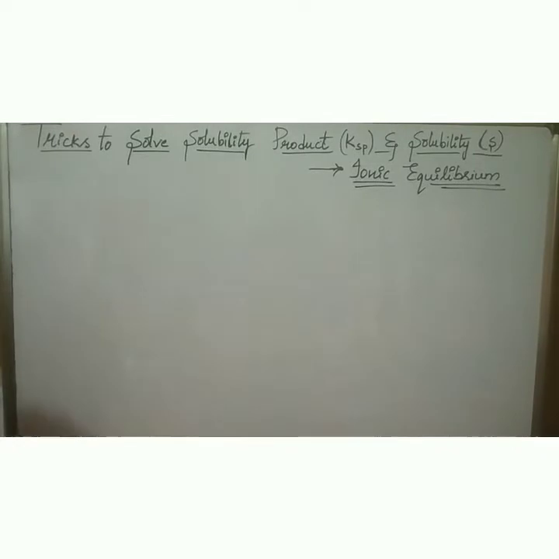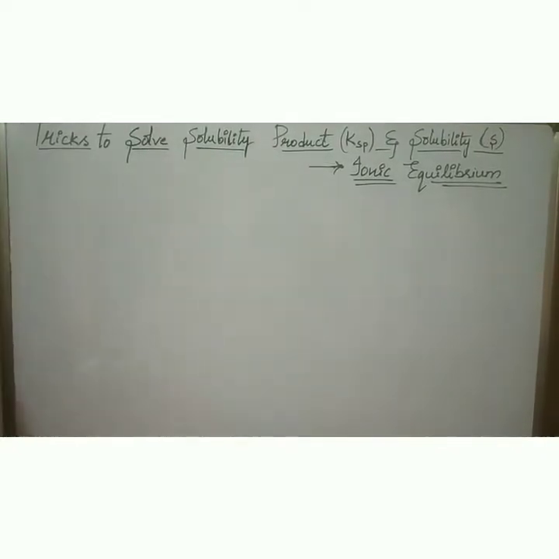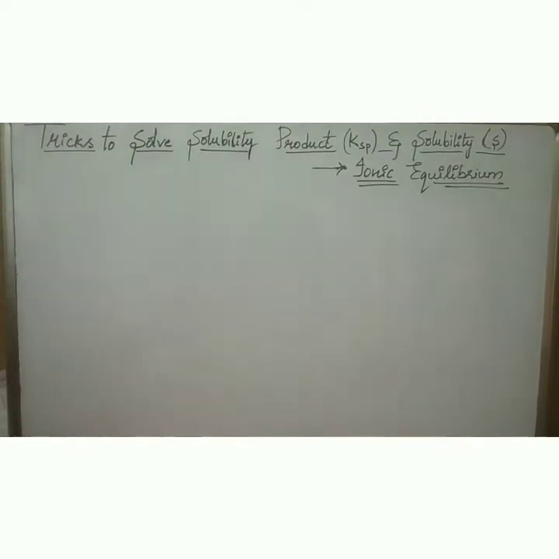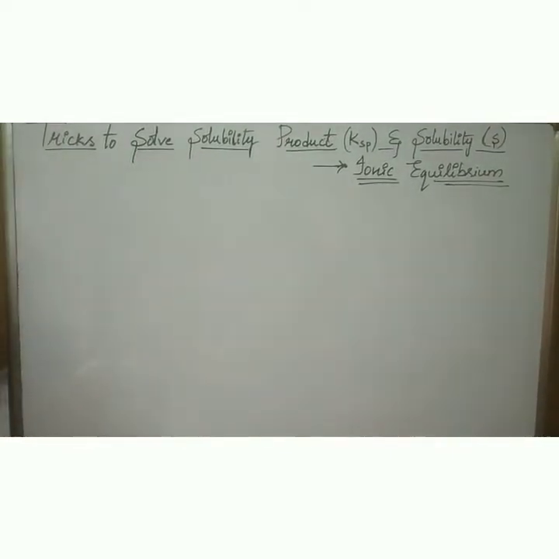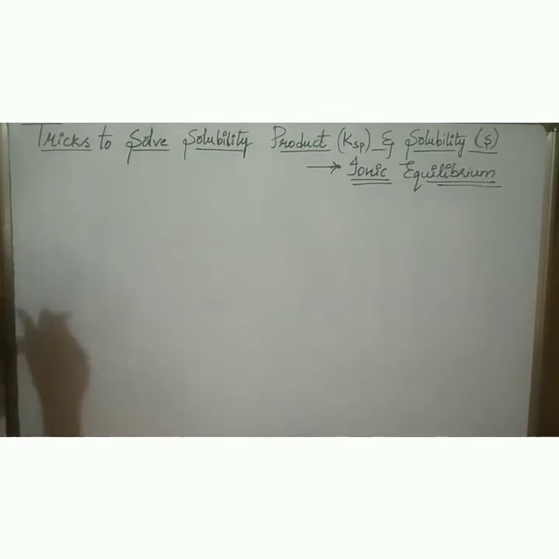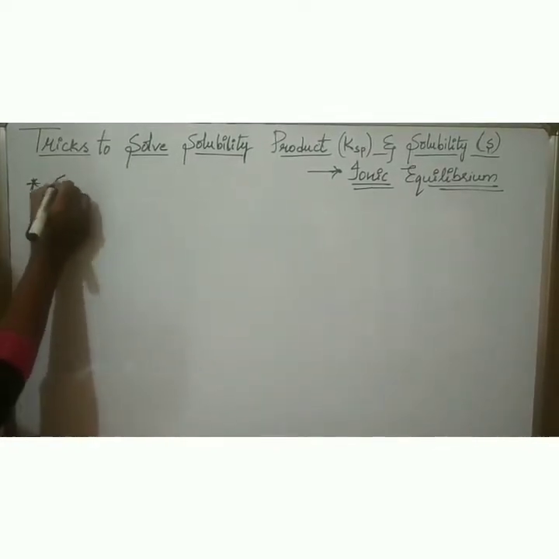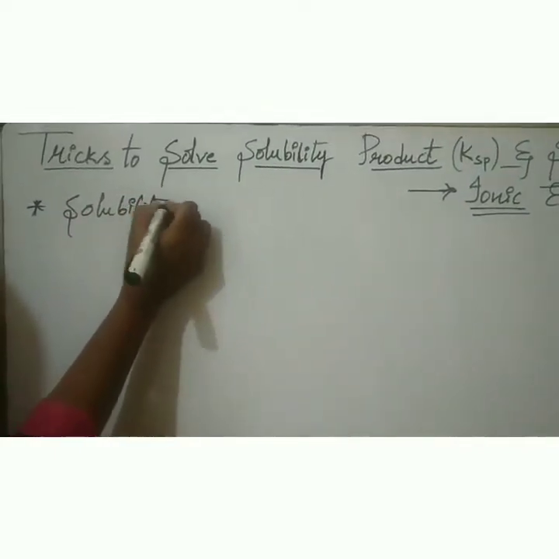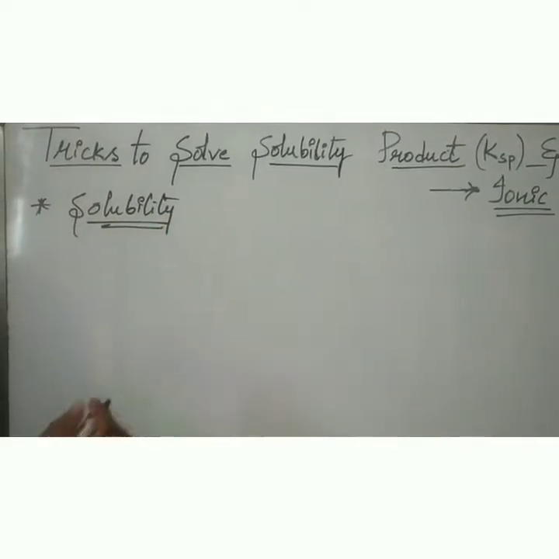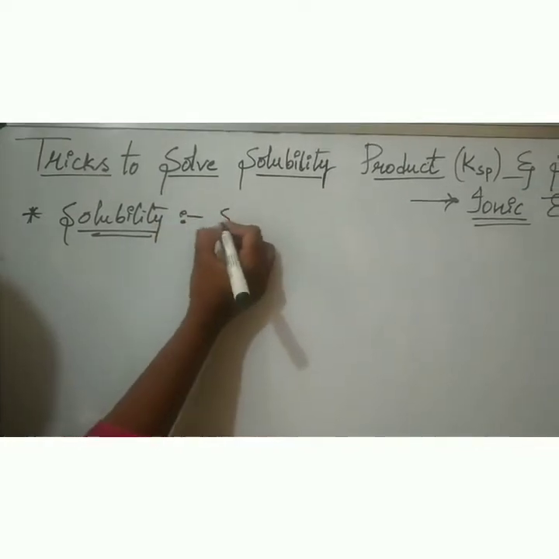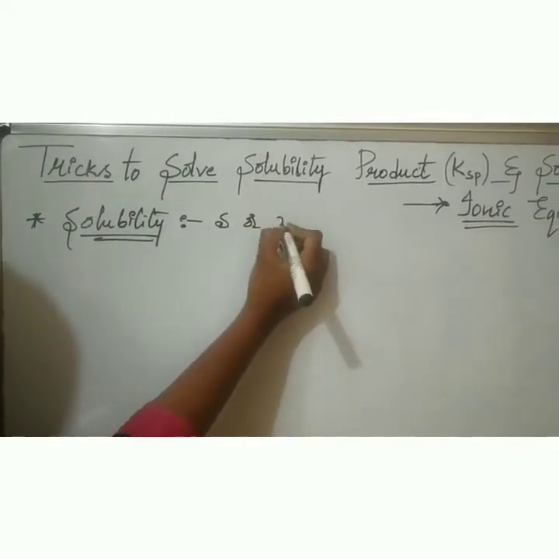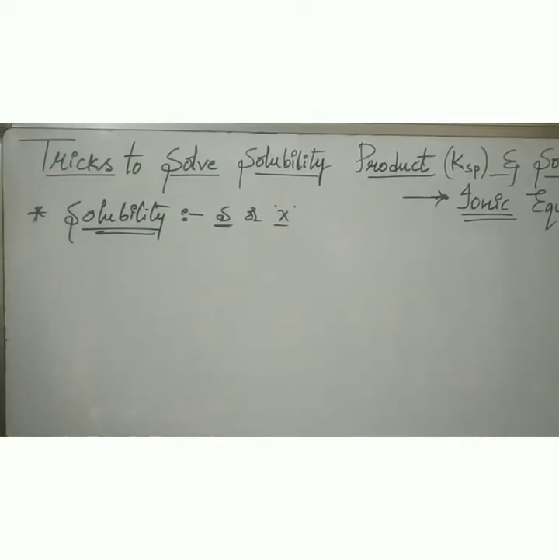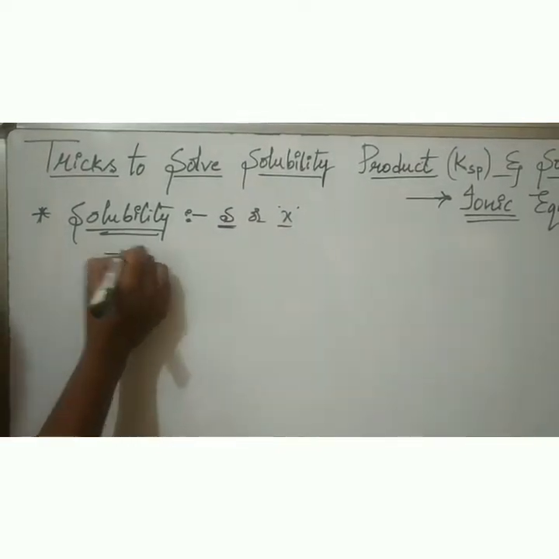Today I am going to give you some tricks to solve solubility product and solubility. From the chapter of equilibrium, it is part of ionic equilibrium. Now, solubility. What is solubility? We can denote it as S or X. There is no specific one, we can denote S or X. What is the definition of solubility?